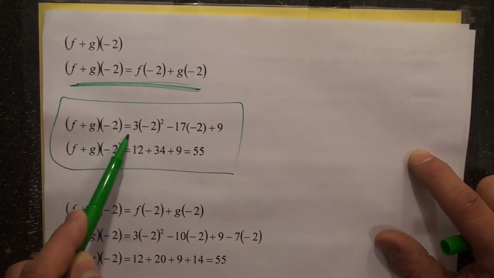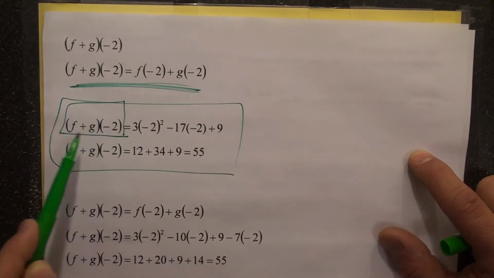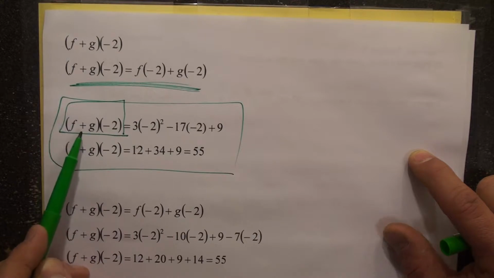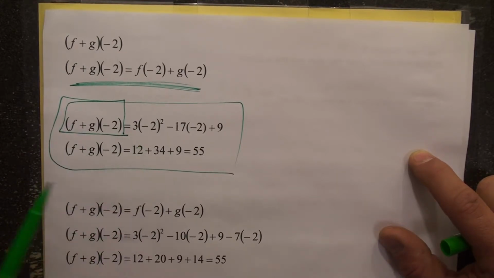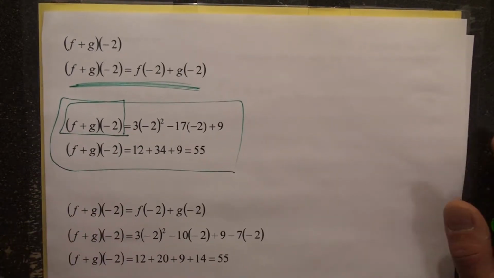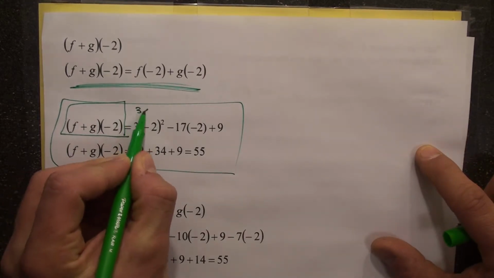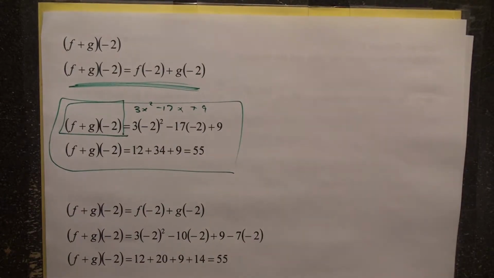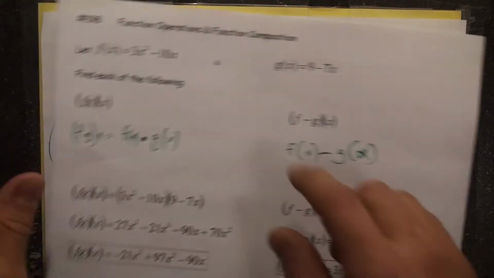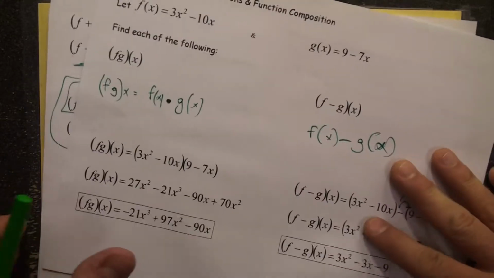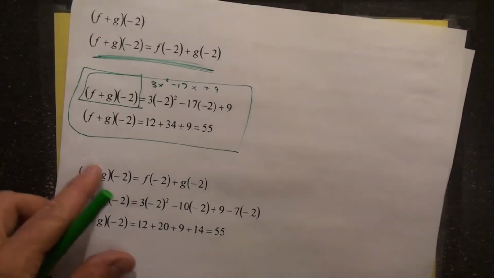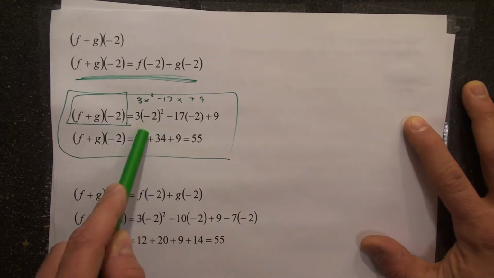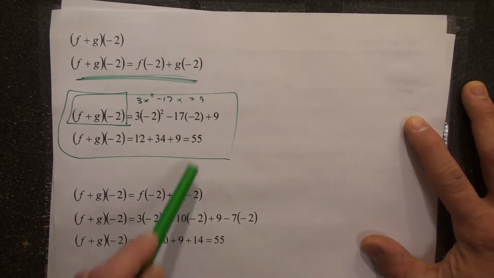Here's the one where we're going to plug in negative 2 after we add the f and g together. So f plus g ends up being 3x squared minus 17x plus 9. If you go back and add those together, that's what you get. Then we calculate negative 2 squared times the 3. We do all that, and we get 55.